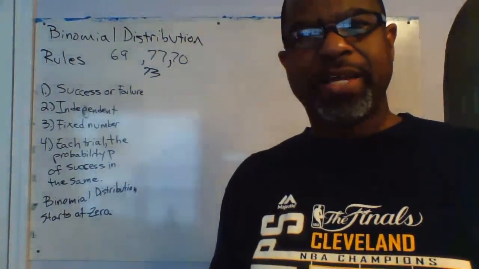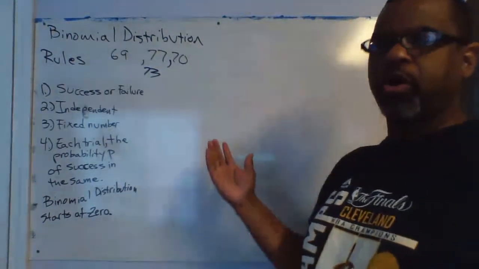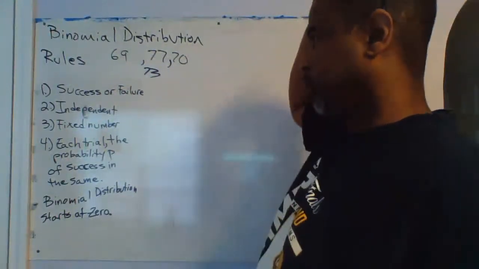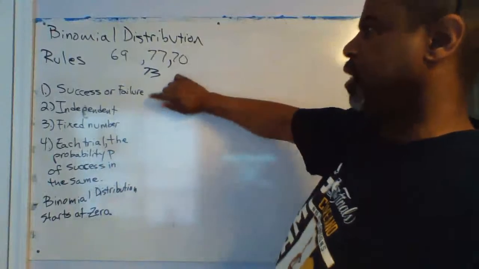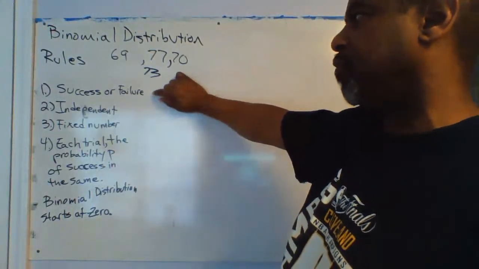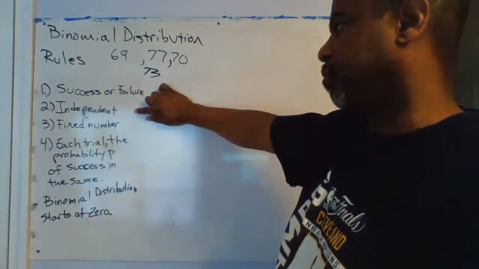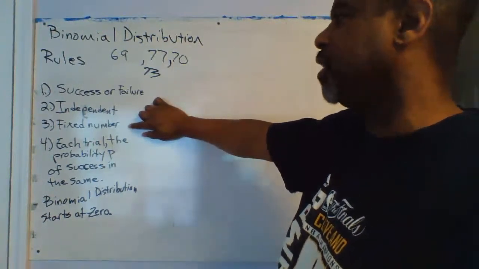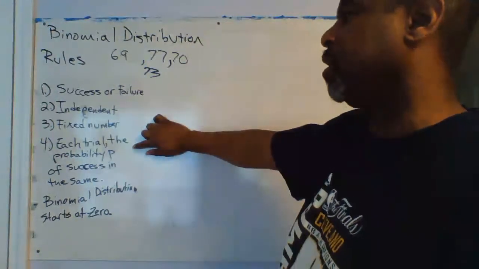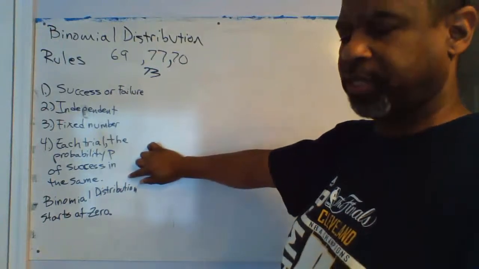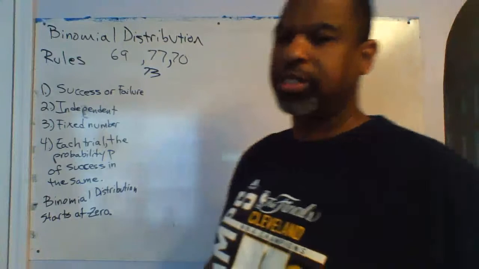So basically 69 and 70, just making sure you know what the rules are. So we're going to go over the rules again. Okay. So there are 4 rules that you have. You need to make sure you have success or failure. You have to make sure that the outcomes are independent and that it's a fixed number. Then each trial should have the same probability of success. Okay. Then your binomial distribution starts at 0.